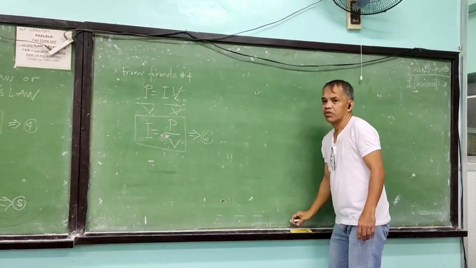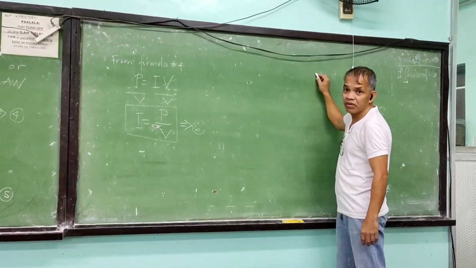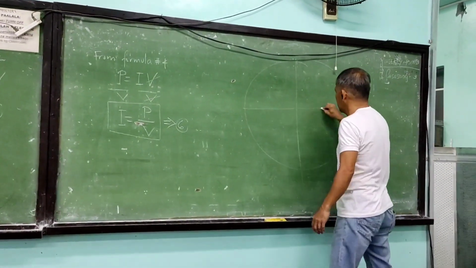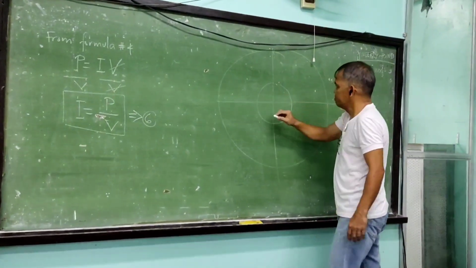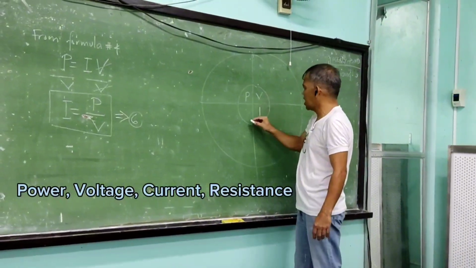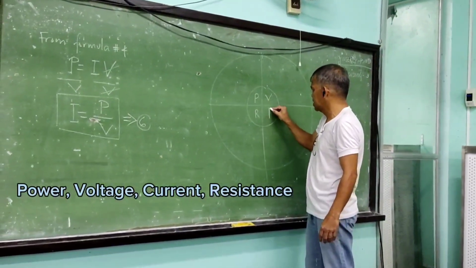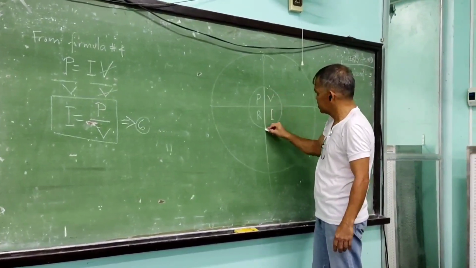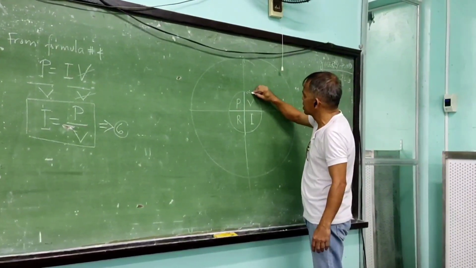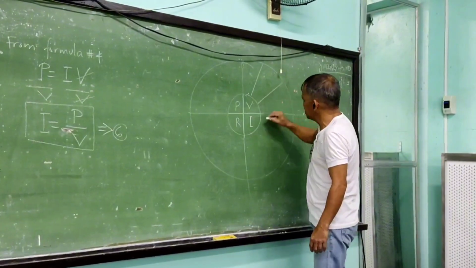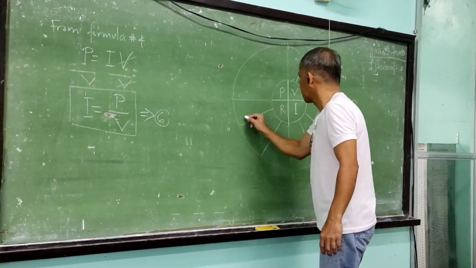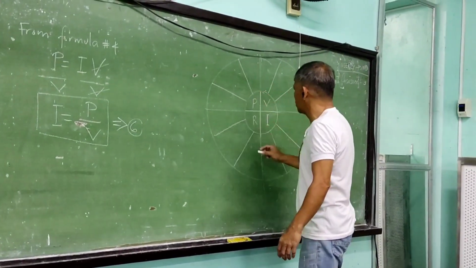Okay. We are now able to make the formula wheel. This is your formula wheel. There are 4 basic parameters here: the power, the voltage, the current, and the resistance. Okay? So this is short. Each parameter can have 3 formulas. That is the reason why it's called a formula wheel.